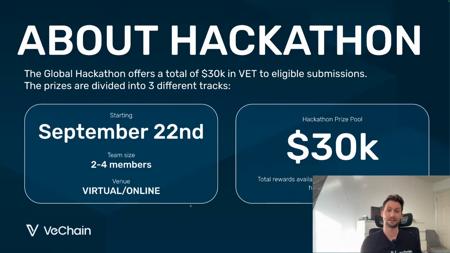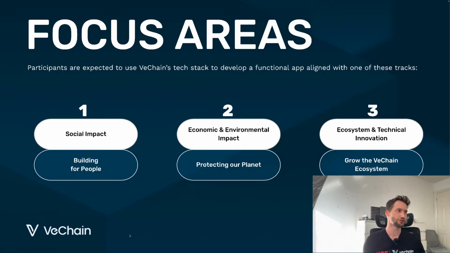The prizes are divided into 3 different tracks, which we're going to have a look at in a second. The first one is social impact, so it's building for people. The second one is economic development and impact, environmental impact, so this is obviously protecting our planet. And the third one is ecosystem and technical innovation, and this is for growth of the VeChain ecosystem. So we're looking particularly at cross-chain tooling, things like that.